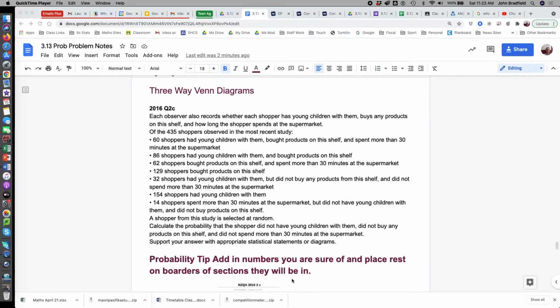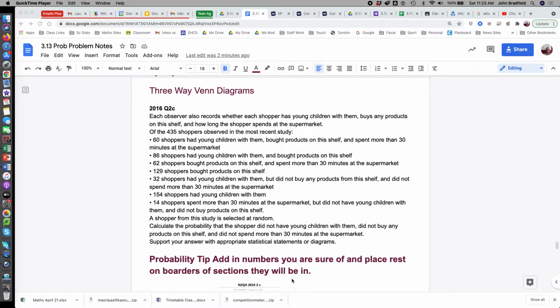Three-way Venn diagrams. These are quite common exam questions and they can be a bit off-putting at first glance. While you're watching this, I recommend you try it yourself on a piece of paper. Probably pause while you have a read of all the information. There's a lot of information given. The numbers are quite big and messy.